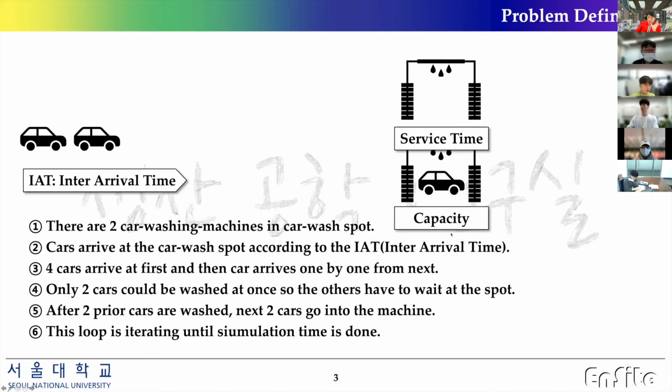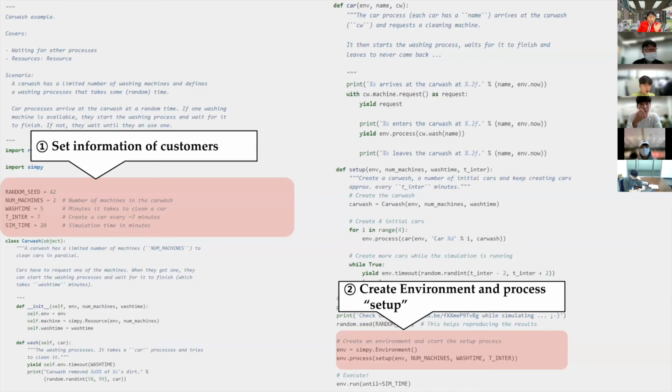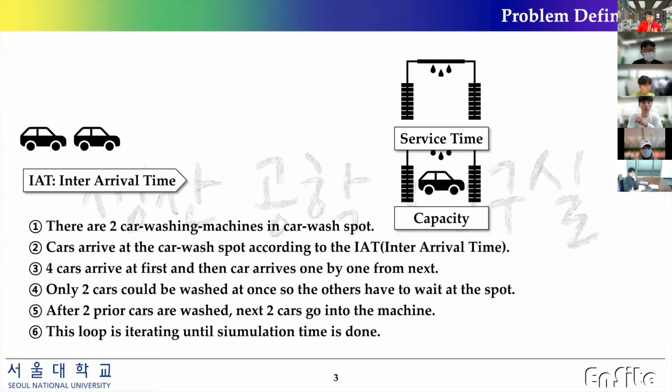A capacity can be a number of resources or the number of work available in each washing machine. In this example, capacity means the number of washing machines. So in this example, there are all three parameters. And after understanding this example, you can test your own scenario by changing each number or each distribution.